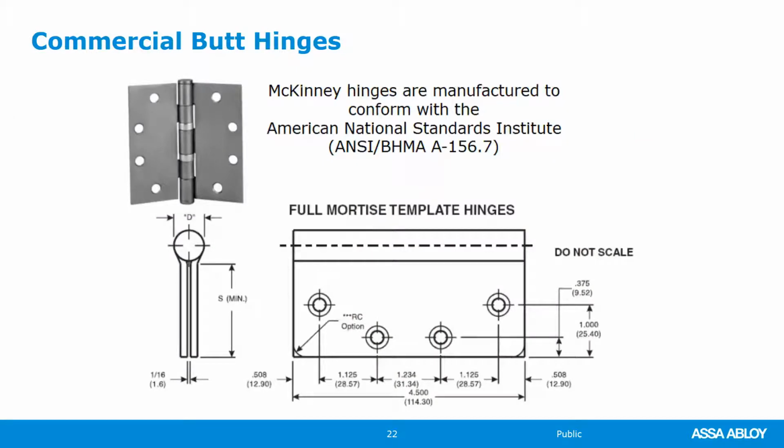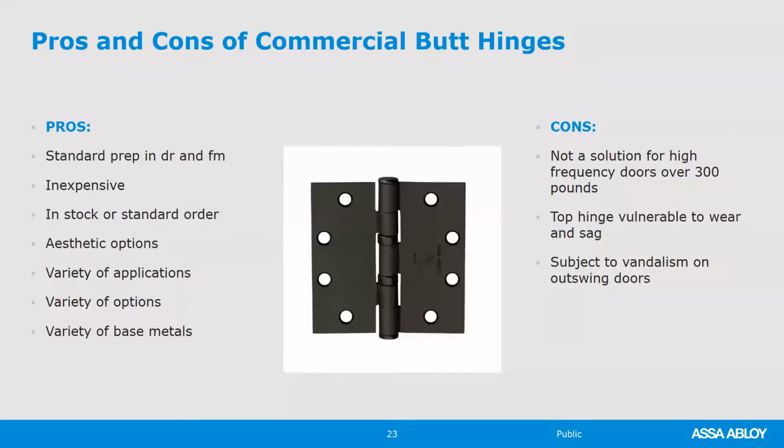Commercial butt hinges, McKinney manufactures to ANSI standards, ANSI BHMA A156.7. A template hinge will fit in any manufacturer's door and frame. It makes it very easy. Whether you've got standard weight hinges or heavyweight hinges, 4.5 inches high or 5 inches high, they will fit in a manufacturer's standard prep. And a good majority of the doors within a hospital facility will be commercial butt hinges.